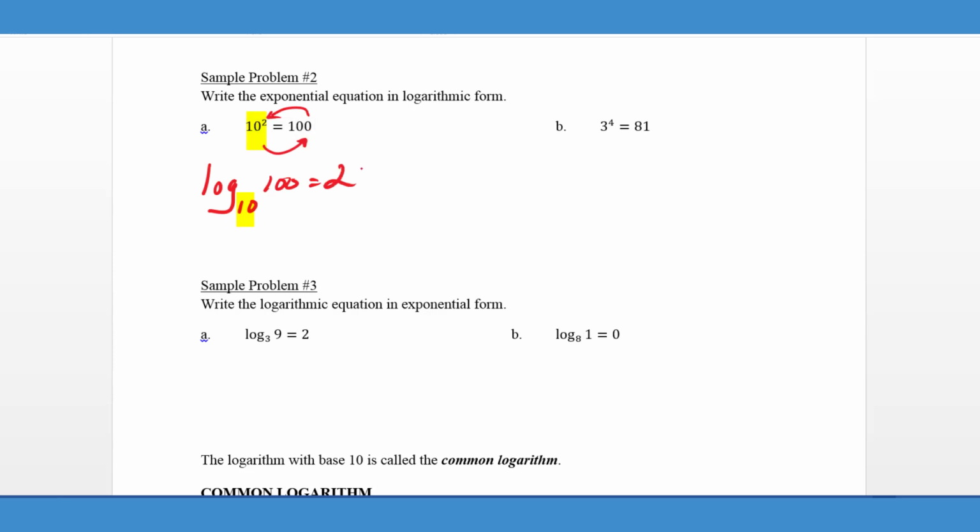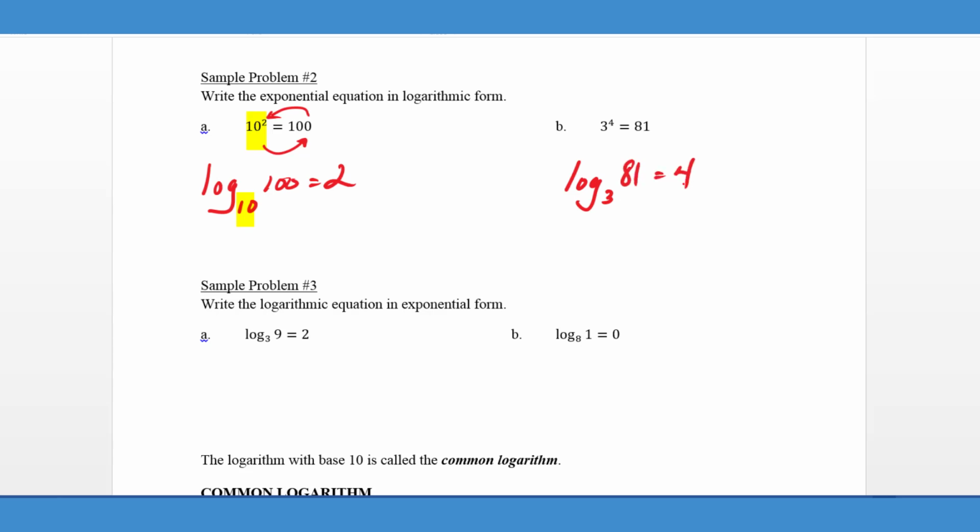And you can always test this. You can put log base 10 of 100 to see if it comes out to be 2, just as well as you could test 10 squared equals 100. All right, so let's do part B. So we're going to be log base 3 of 81 is going to equal 4.